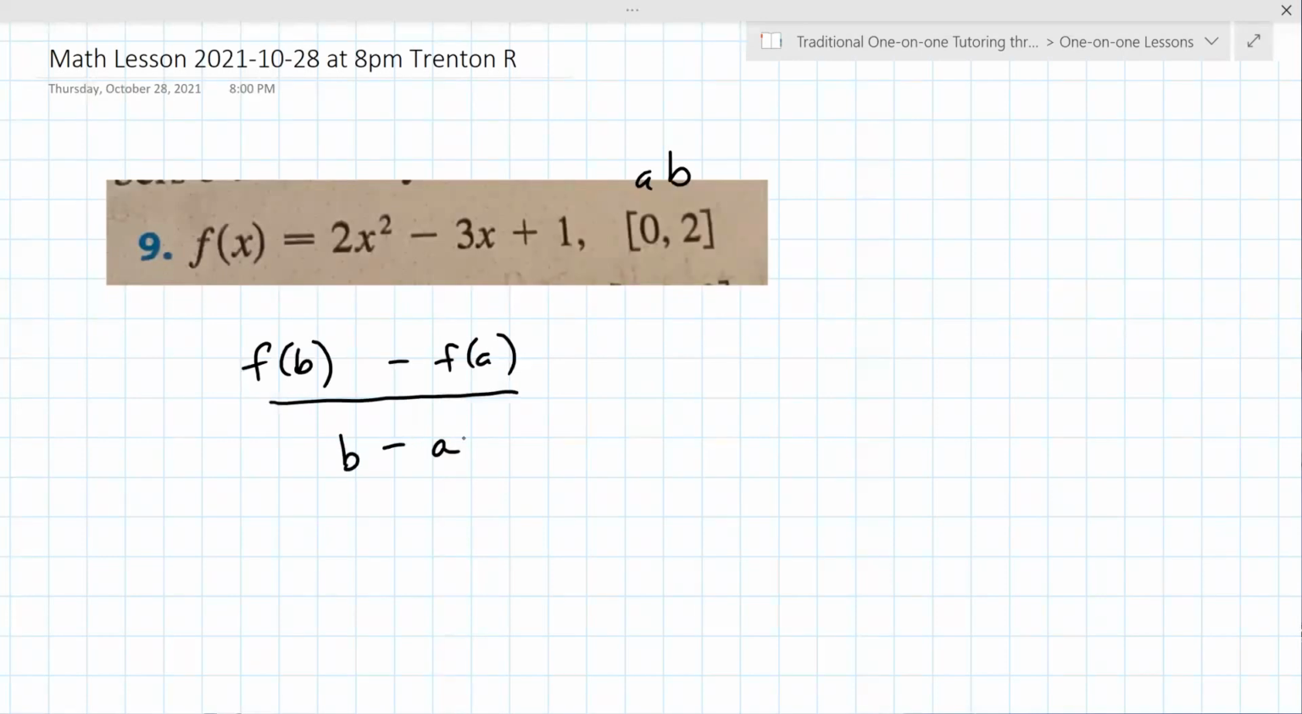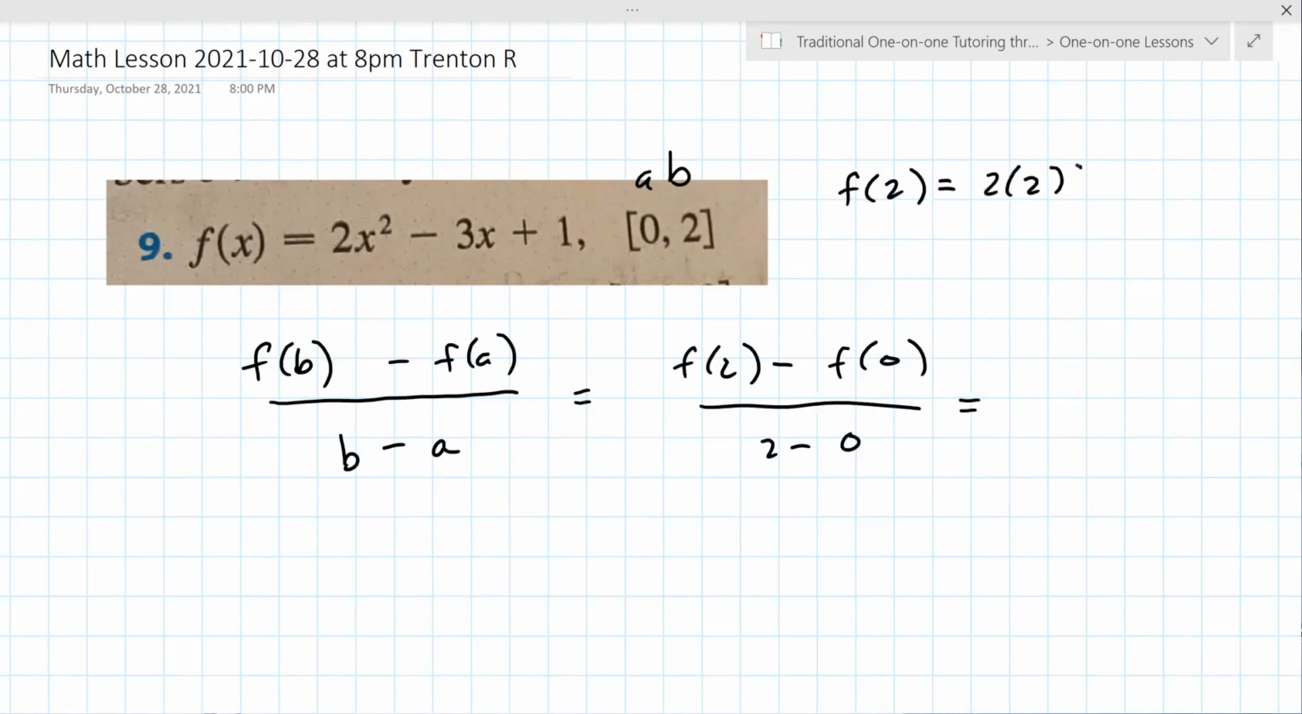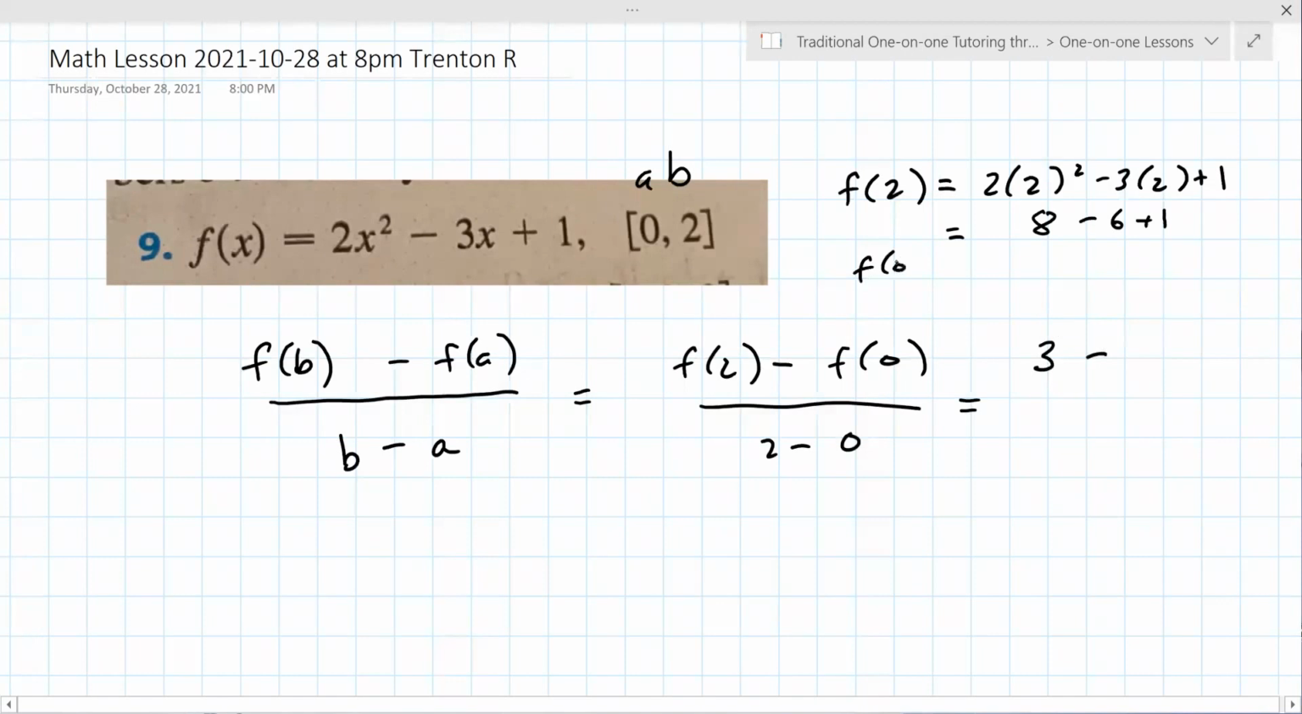That's the first part. Do you remember that from class? Yes. Okay, so we have to find f of 2 minus f of 0 over 2 minus 0. f of 2 is 2 times 2 squared minus 3 times 2 plus 1, which becomes 8 minus 6 plus 1, which is 3. And f of 0 equals just 1. So something like 2 over 2, which is 1. And that's just the first part.